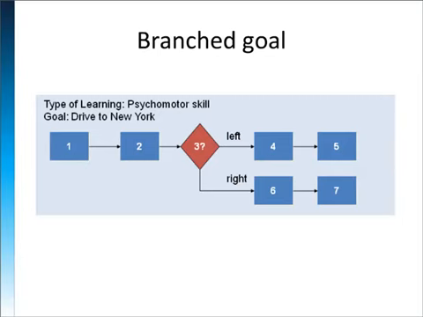This allows you to draw a diagram with alternate paths shown leading from the diamond. In our example, one might need to make the decision, should I take the turnpike or the interstate? And that question must be answered to attain the goal.